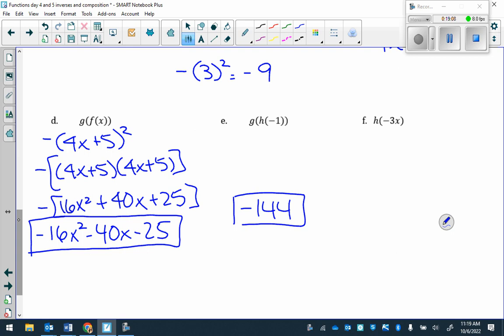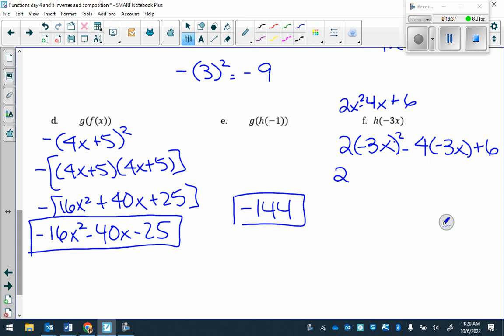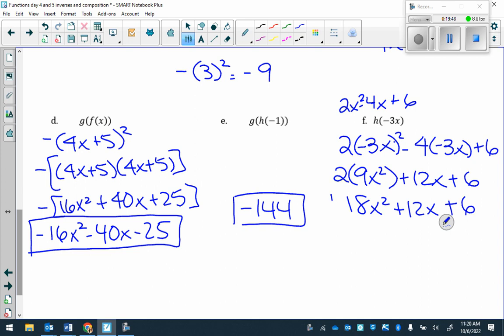3x squared plus 2x. Okay. Minus 4x plus 6. So it's 2x squared minus 4x plus 6, right? All right, so everywhere we see an x, we're substituting -3x. Okay. Here, the exponent has to go to both. Okay? So you have 9x squared plus 12x plus 6. You have 18x squared plus 12x plus 6.